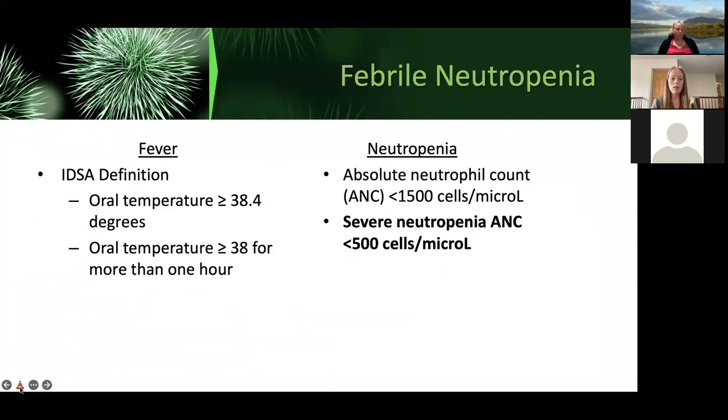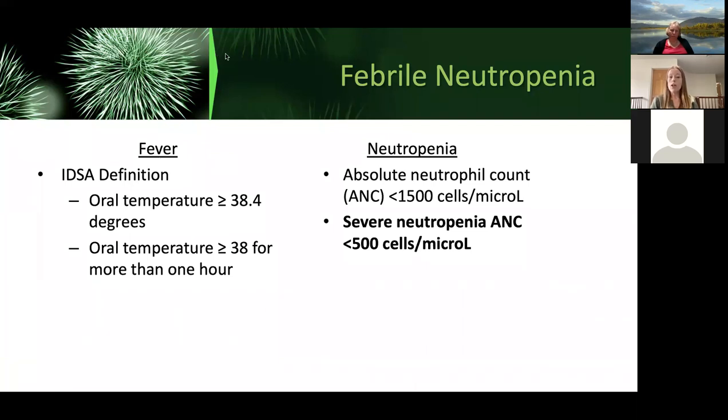So we'll cycle back to both those cases at the end. But the first thing to talk about when we talk about febrile neutropenia is the definition of febrile neutropenia. So there's two components to that. There's obviously the fever and then the neutropenia itself. So in terms of the fever, there's lots of definitions floating around out there.